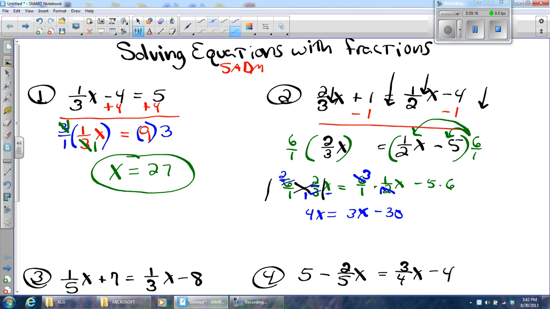Well, now I don't like having x's on both sides, so I'm going to take one of the x's away. And when I do that, I end up with x equal to negative 30. And there you go. Stuff is cake.